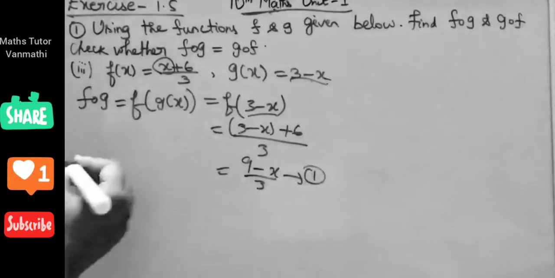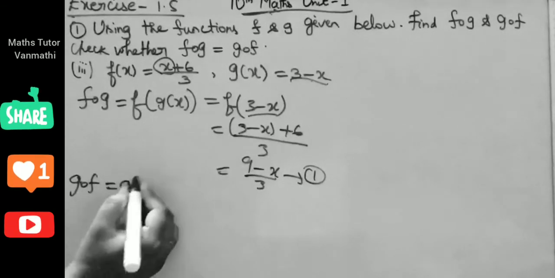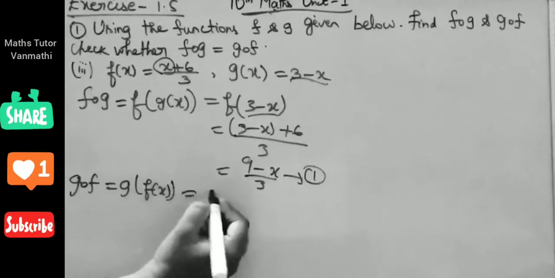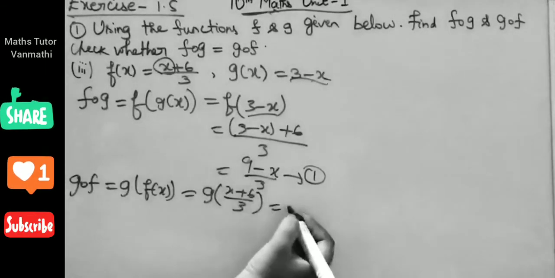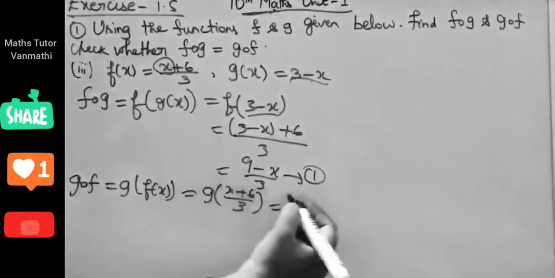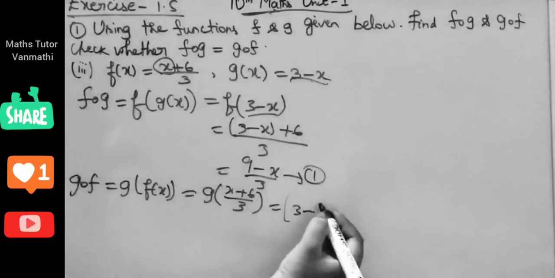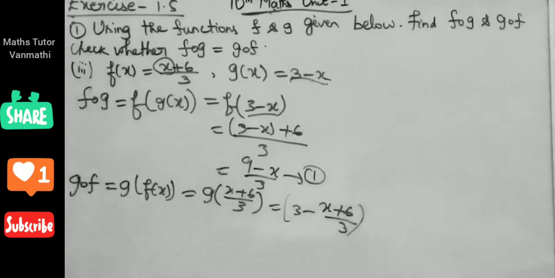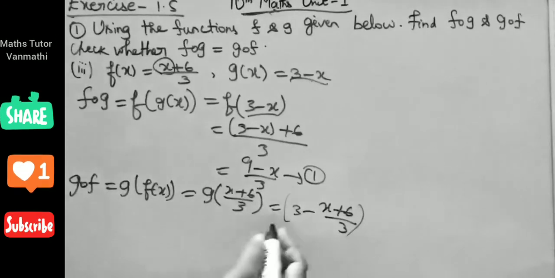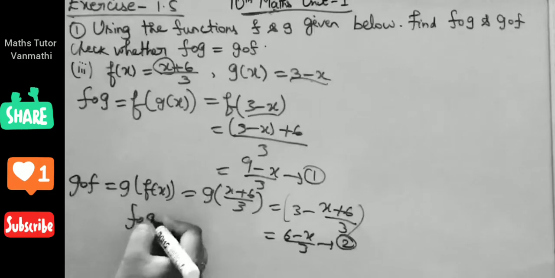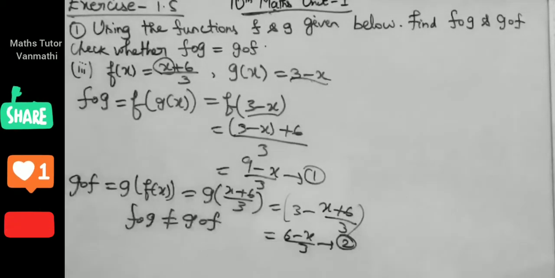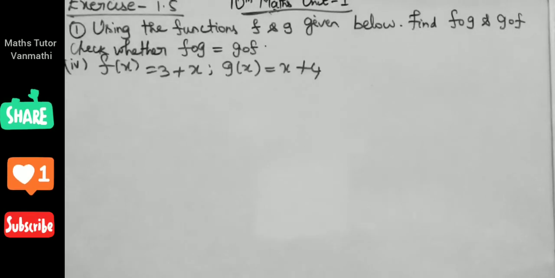This is your first. Then g composite f is equal to g of f of x. You get g of f of x, where f of x is x plus 6 by 3, and g of x is your 3 minus x. Then you will get 3 minus x plus 6 by 3. On simplifying, you get 6 minus x by 3. From 1 and 2 we can say f composite g is not equal to g composite f. Clear?